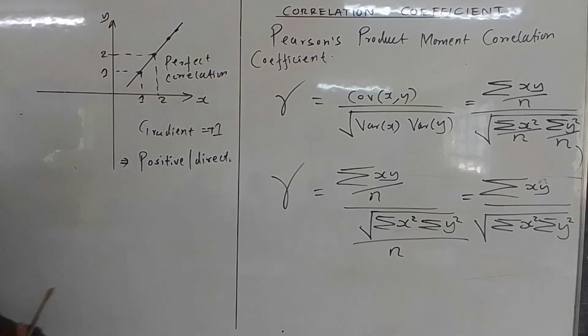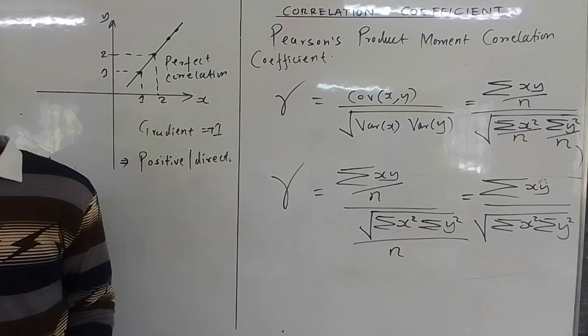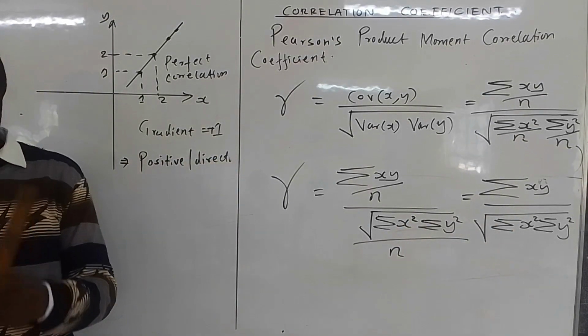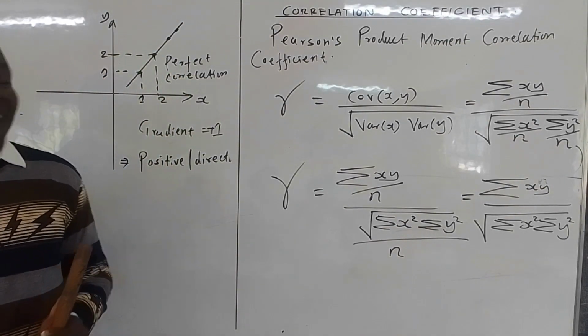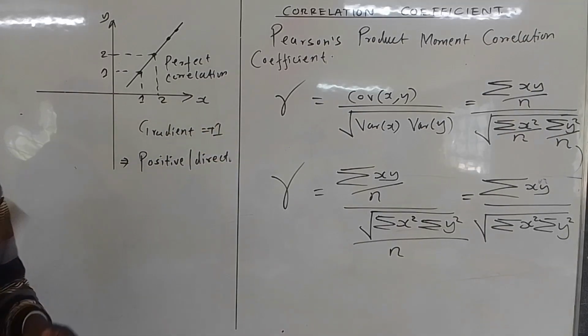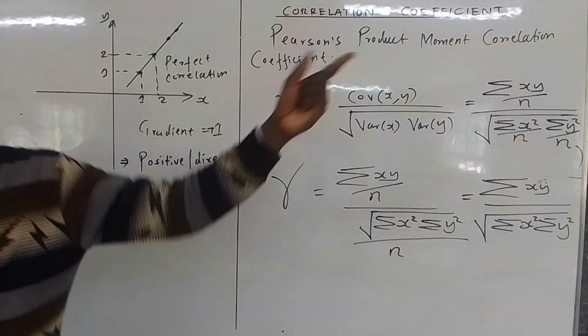So when the gradient is positive, it means there's a direct correlation, or a positive correlation. Then when that gradient is 1, it means all points are aligned on a straight line, so it is said to be perfect. Are you seeing that? So at the end, what will you deduce from that? You say there is a direct perfect correlation.